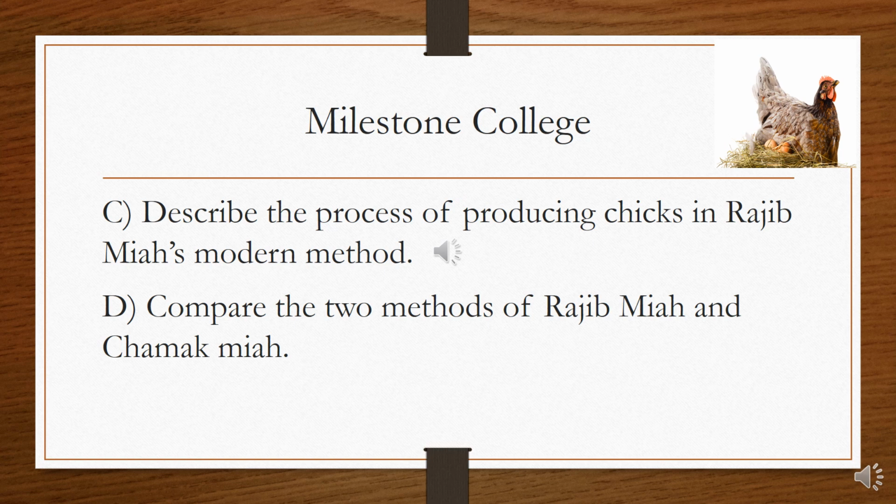And now the question number D, that is compare the two methods of Rajiv Mia and Chamak Mia. The method of Rajiv Mia is artificial method and the method of Chamak Mia is natural method. I told you before the comparison between natural method and artificial method. These are all about the question number C and D, that is applied based question and higher order ability based question.